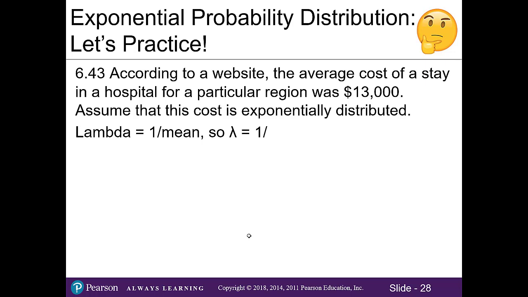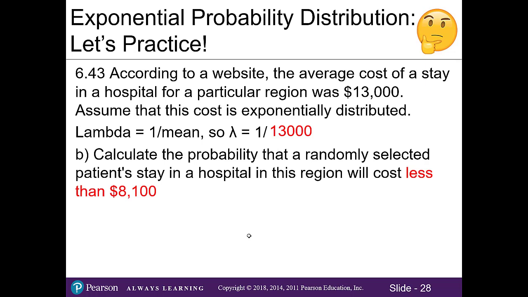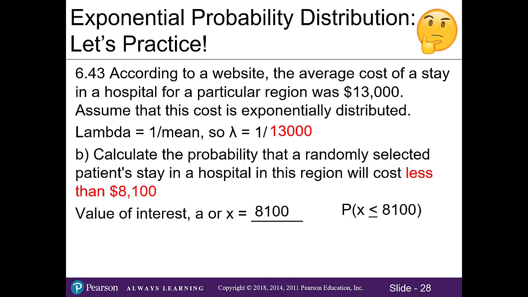Let's continue on. Same problem, still same hospital, same region. And you'll notice we want to make sure we know what our lambda is. It hasn't changed. So our lambda is still going to be 1 over 13,000. Okay, so don't change it just because we're doing another part of a problem. Now in part B, we want to calculate the probability that a randomly selected patient's stay in a hospital in this region will cost less than 8,100. Let's go ahead and make sure we know what our value of interest, or x, is. That's going to be the 8,100. That's what I'm curious about. And we're curious about less than 8,100.